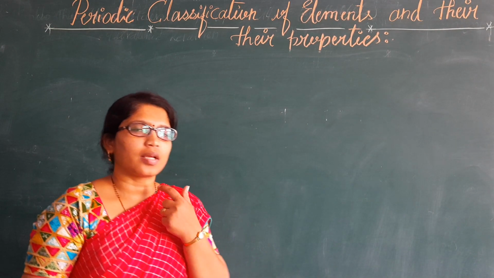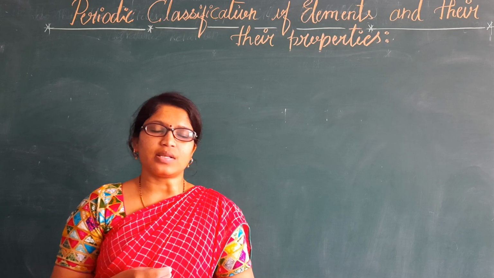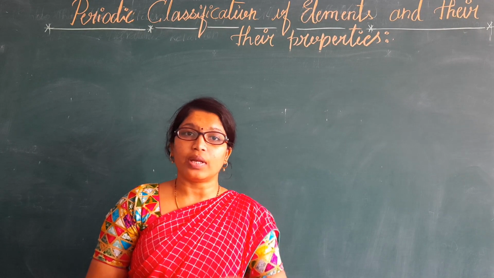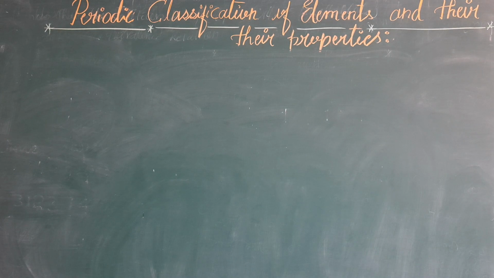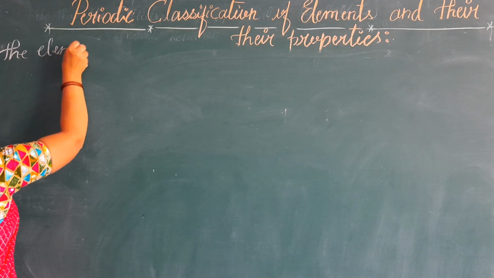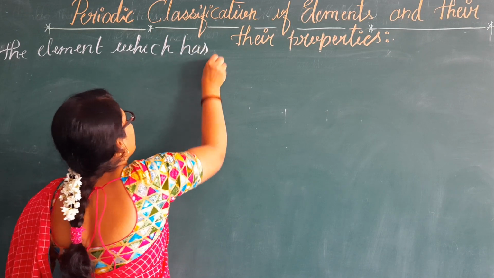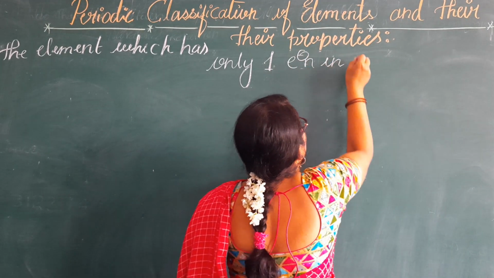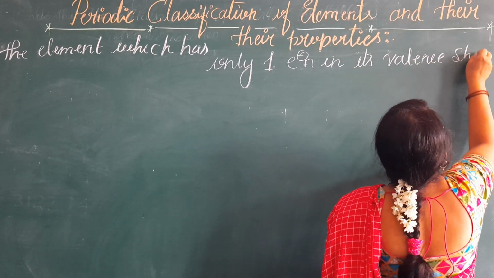Welcome back, dear students. I have one question here. Name any element which has only one electron in its valence shell. What is the question? Name the element which has only one electron in its valence shell. This is my question.